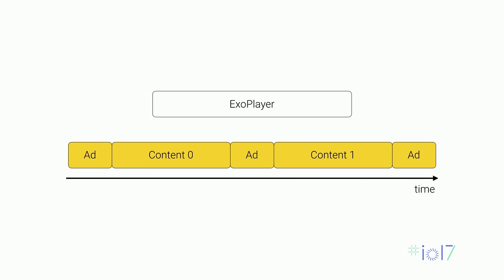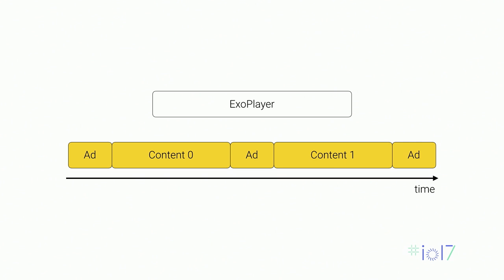So at first glance, you might think this is a place where we could use concatenating media source. But unfortunately, normally when you're loading ads, you can't actually commit to a particular ad URI until the time when you're about to play it. It's not the case that we have a list of exactly what ads we're going to play up front.